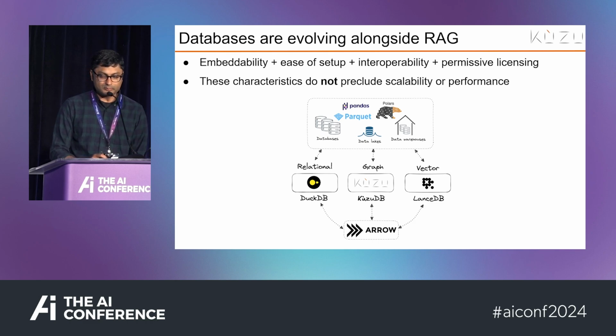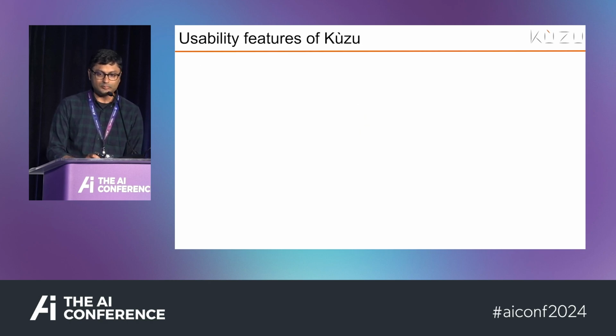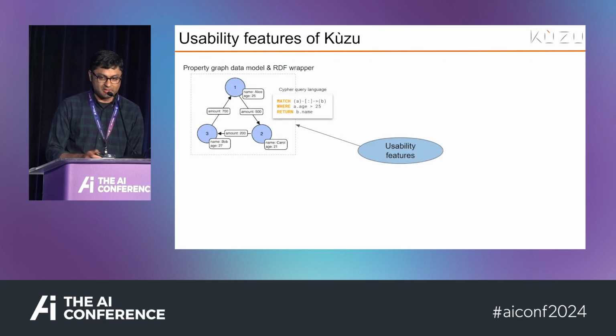The other common misconception is that embedded tends to be conflated with small scale or slow. I should add that all of these three solutions, DuckDB, Kùzu, and LanceDB, are known to be very, very fast and highly scalable. So these characteristics that I just mentioned don't preclude performance. They're actually very much alongside the performance aspect. So I won't go too much into the usability features of Kùzu in depth, but in a nutshell, Kùzu is a property graph database.